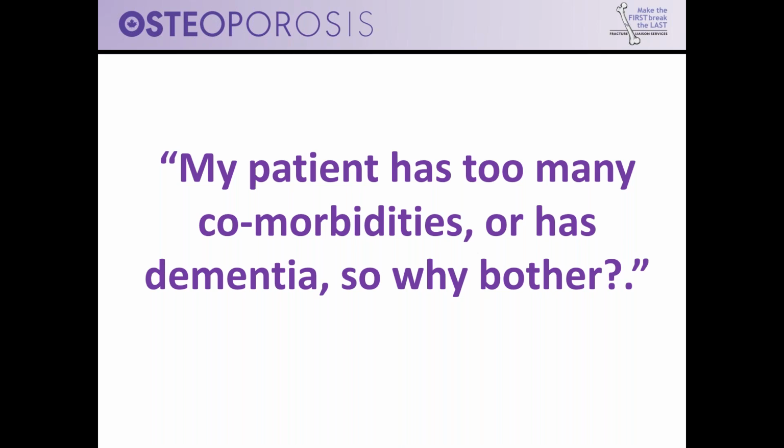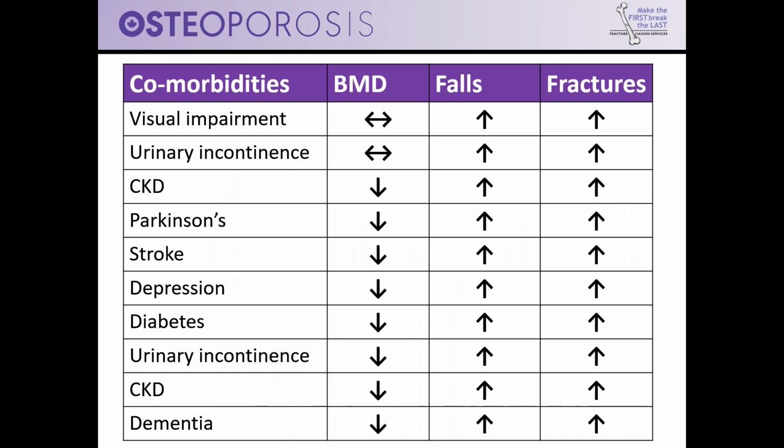Here's the other objection that I get. My patient has way too many comorbidities or has dementia, so why bother? Well, here's a list of comorbidities that are associated with the elderly. And I've put down what the findings are in terms of bone density. As you can see, in many diseases, the bone density goes down compared to individuals who do not have that condition. And you can see that the falls go up.